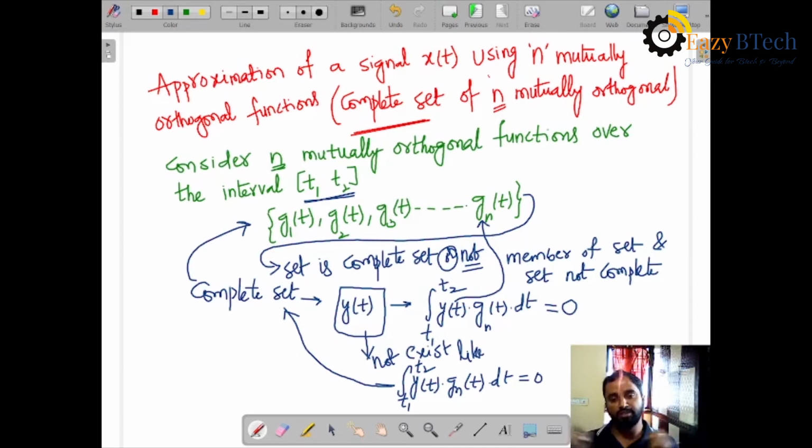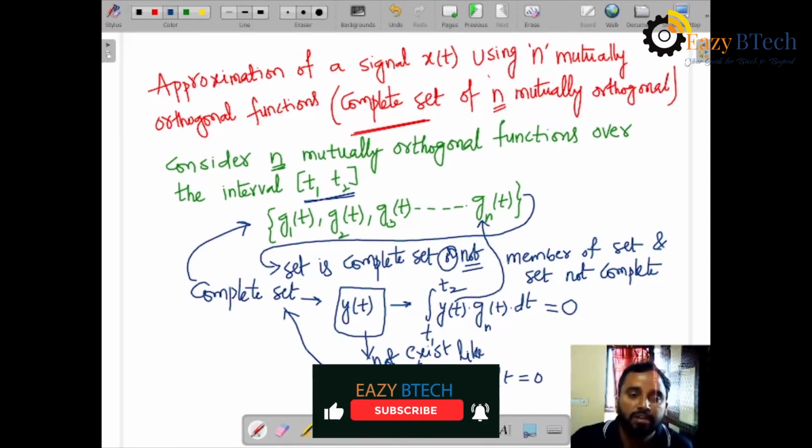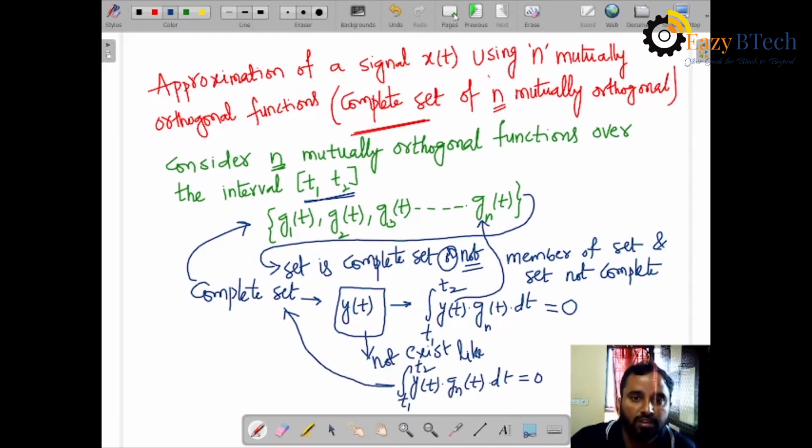So there is no confusion. If the integral is 0, y of t will become a member and the set is said to be not complete. If y of t does not exist such that the integral t1 to t2 y of t gn of t dt is equal to 0, then the set will become a complete set. So this is the meaning of complete set. Very, very important point.